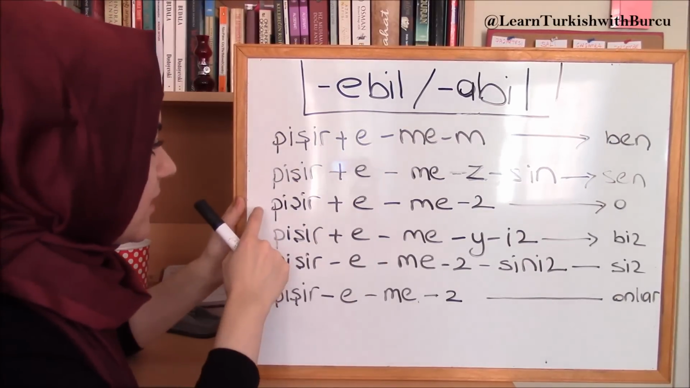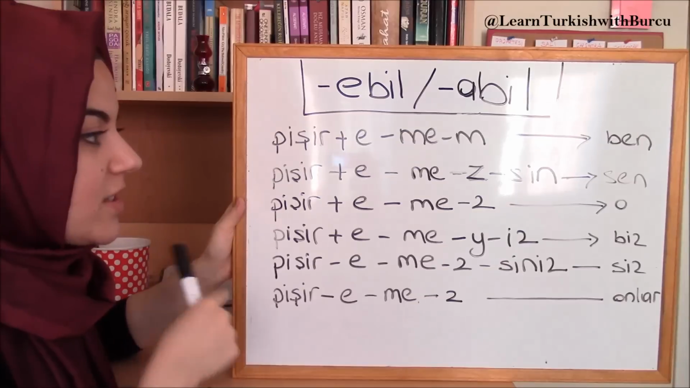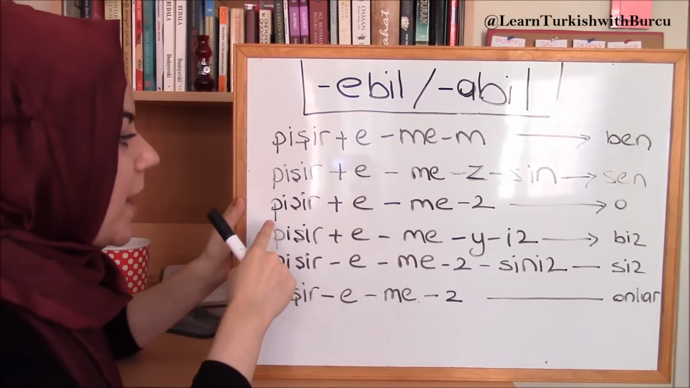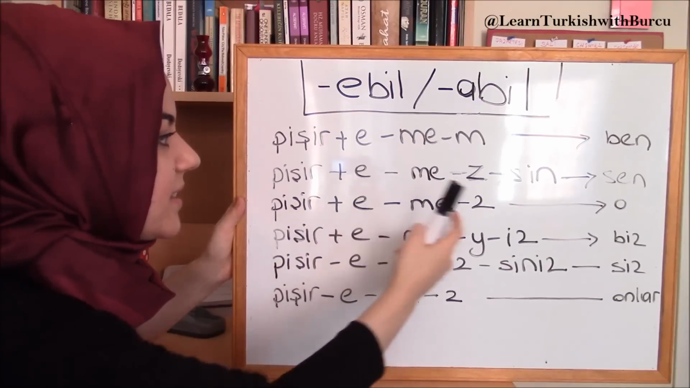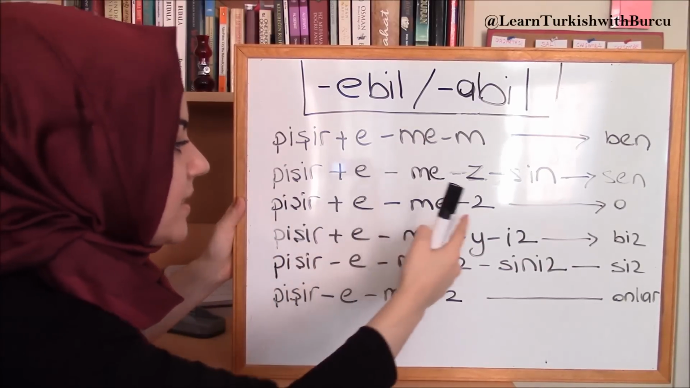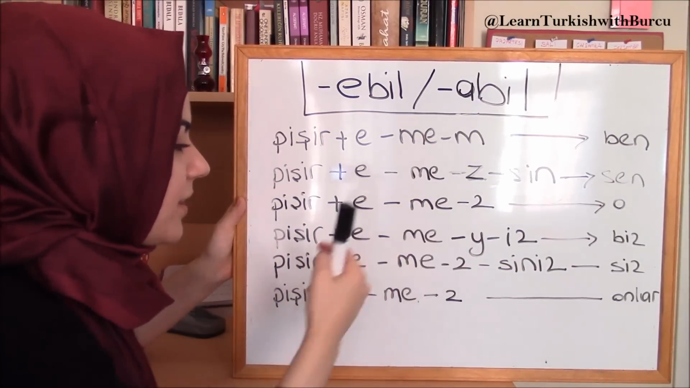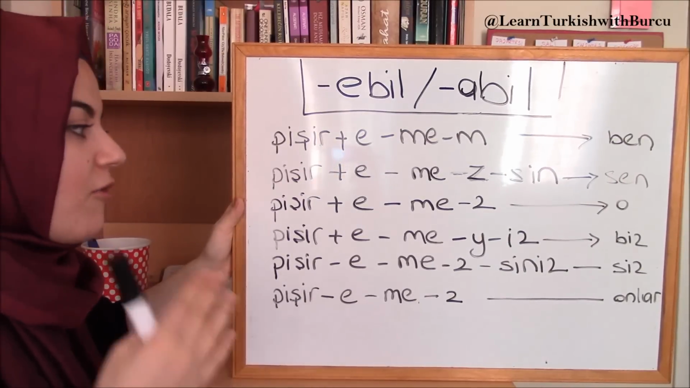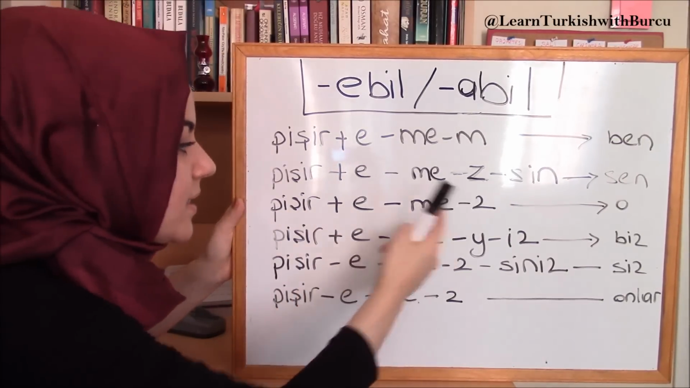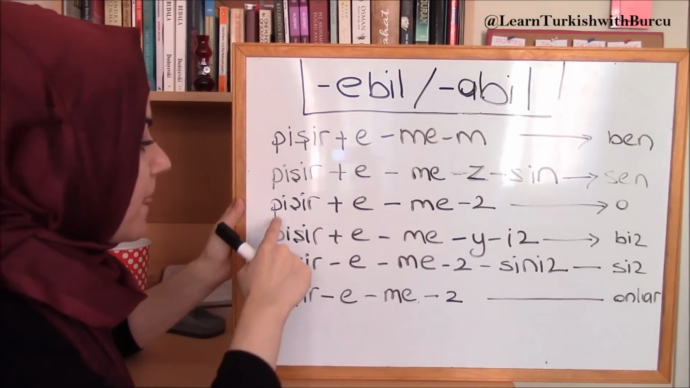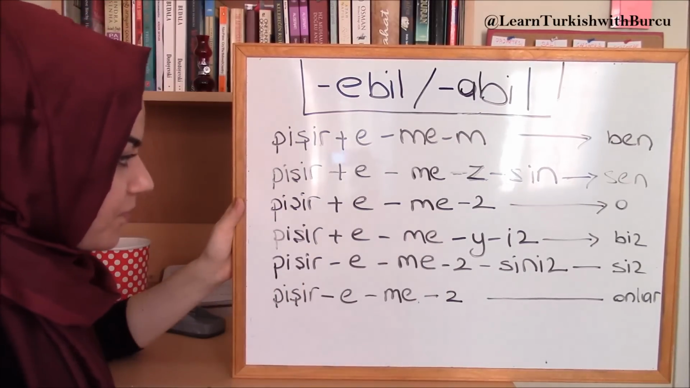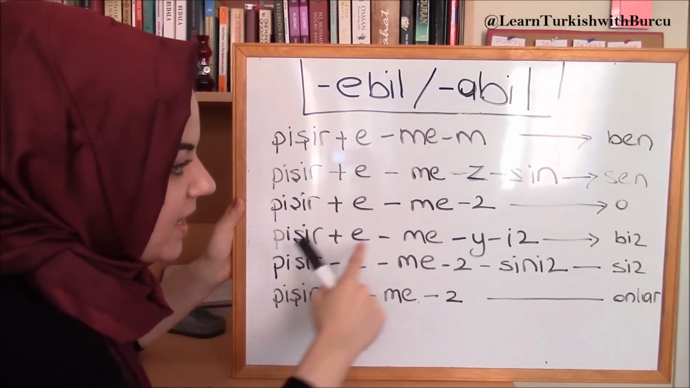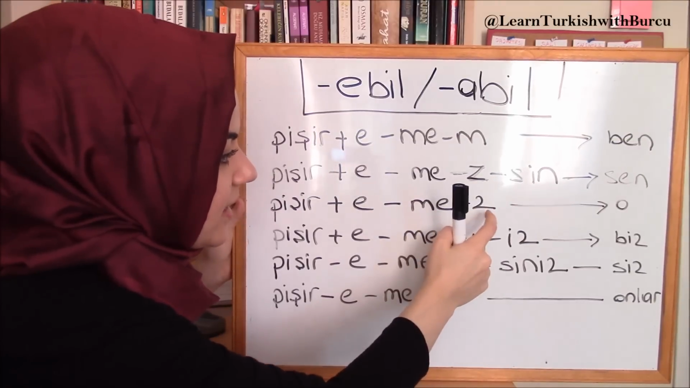Let's see the third one, which is third person singular. Pişiremez. Again, the same thing. O pişiremez. Pişirmez. O pişirmez, veya o pişiremez. He can't cook. Pişiremez. We have the ability suffix, negative suffix, and time suffix.